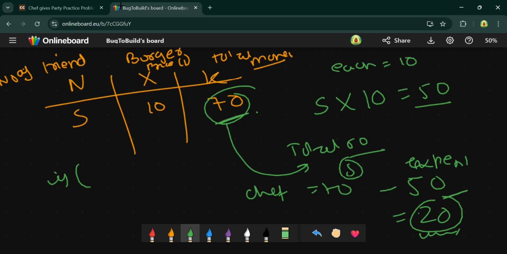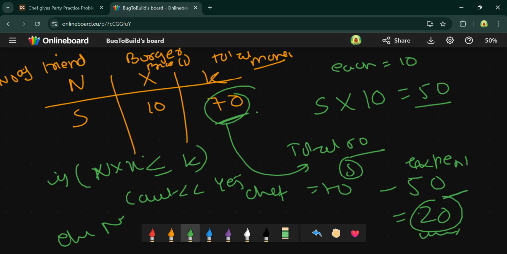So you just have to check: if N into X is less than or equal to K, then you just have to cout yes, else you just have to cout no. So N into X is 50, is it greater than or less than 70? It is less than, so you just have to cout yes.